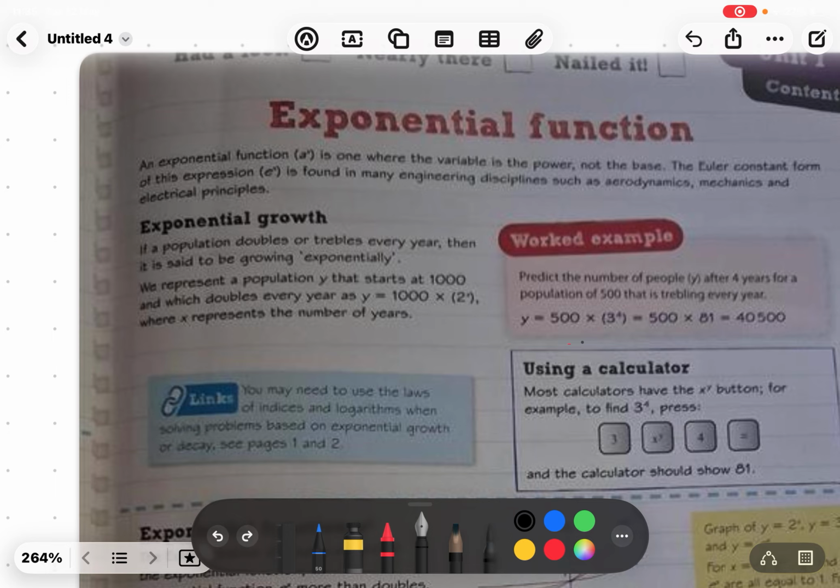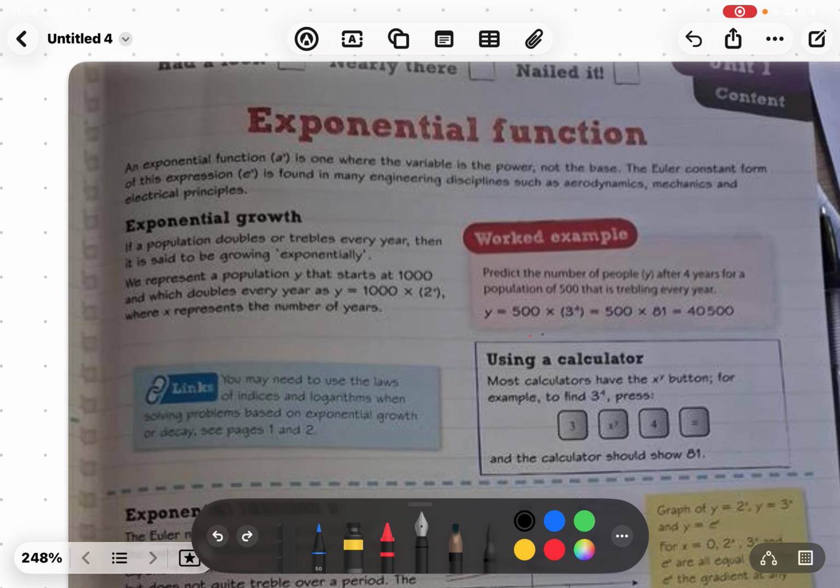Is one where the variability is the power, not the base. So basically, a is not the base. It is kind of the earlier constant form of the expression, found in many areas of genetics. Exponential is ever popular.